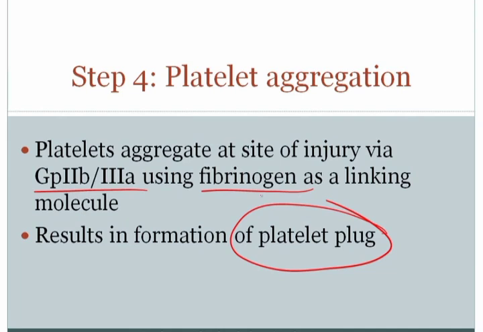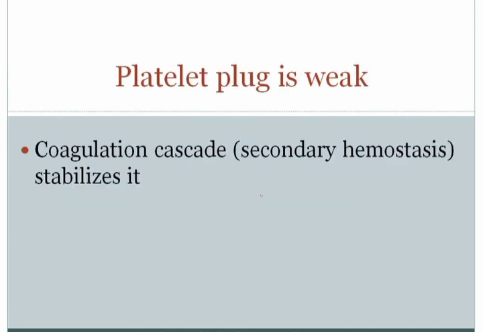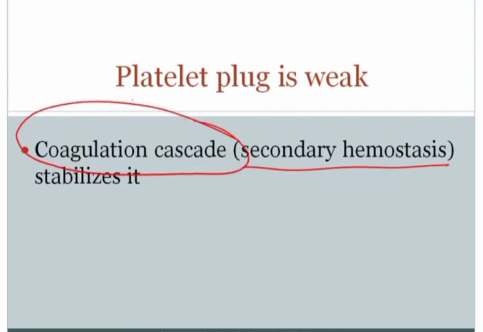And so in order to further stabilize that platelet plug, we're going to undergo secondary hemostasis, which basically is the job of the coagulation cascade. But of course, in this particular section, we're dealing with disorders of primary hemostasis, so we're not going to focus on the coagulation cascade yet. That's going to come up a little bit later.